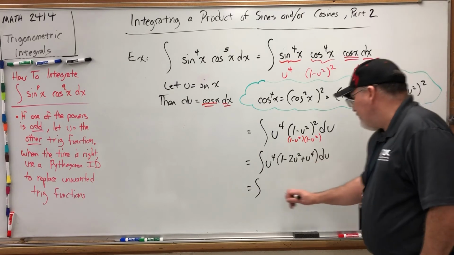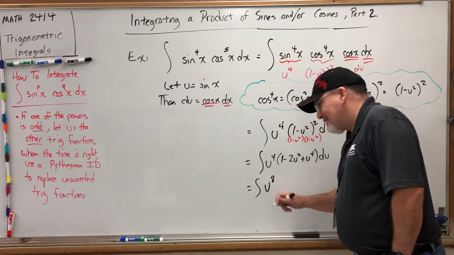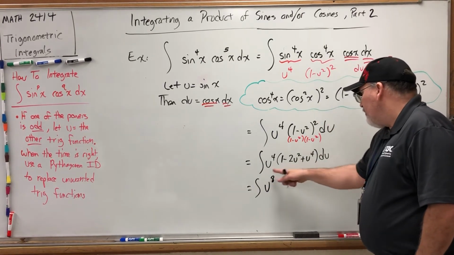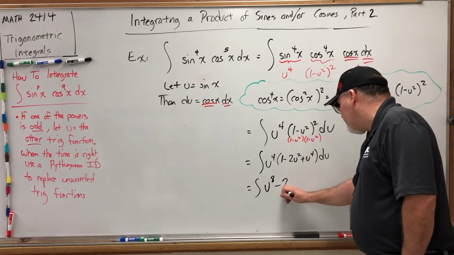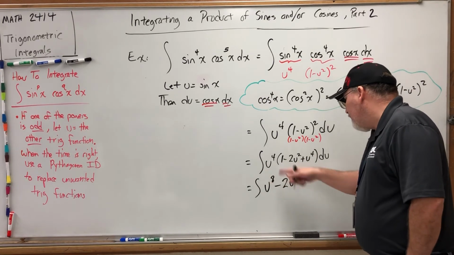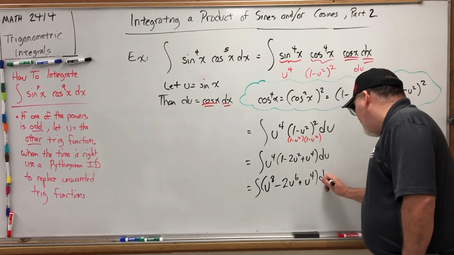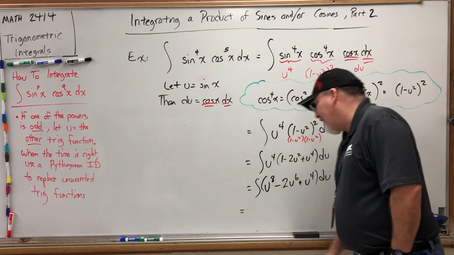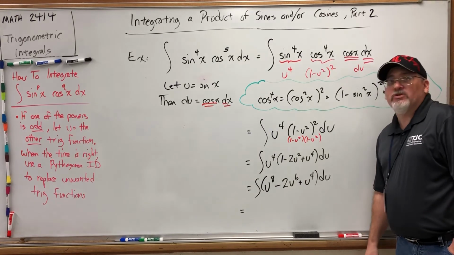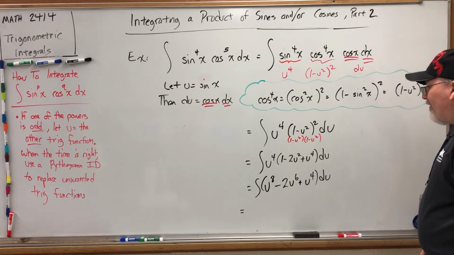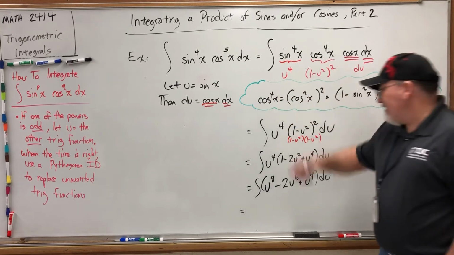U to the fourth times u to the fourth is u to the eighth. This is the time to add powers. U to the fourth times negative 2u squared is negative 2u to the sixth. U to the fourth times positive 1 is positive u to the fourth. The product is gone, and now I can integrate this guy, and not only am I going to integrate it, I'm going to unsubstitute at the same time. So before I write the u, I'm going to replace it with sine of x.